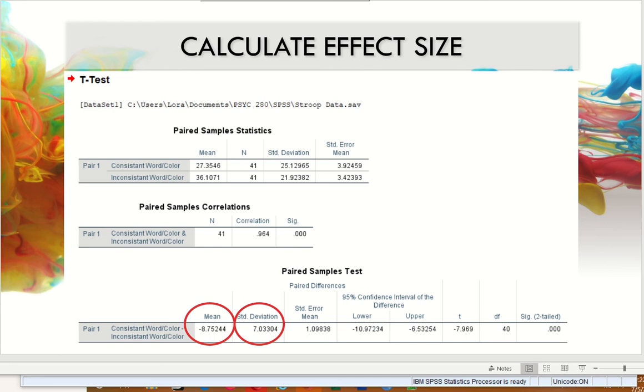This mean down below is the mean difference between these two scores. So if I were to take this mean and subtract it by this mean, I would end up with this mean down here. And the same with standard deviation. When I subtract them, I would end up with this score down here.